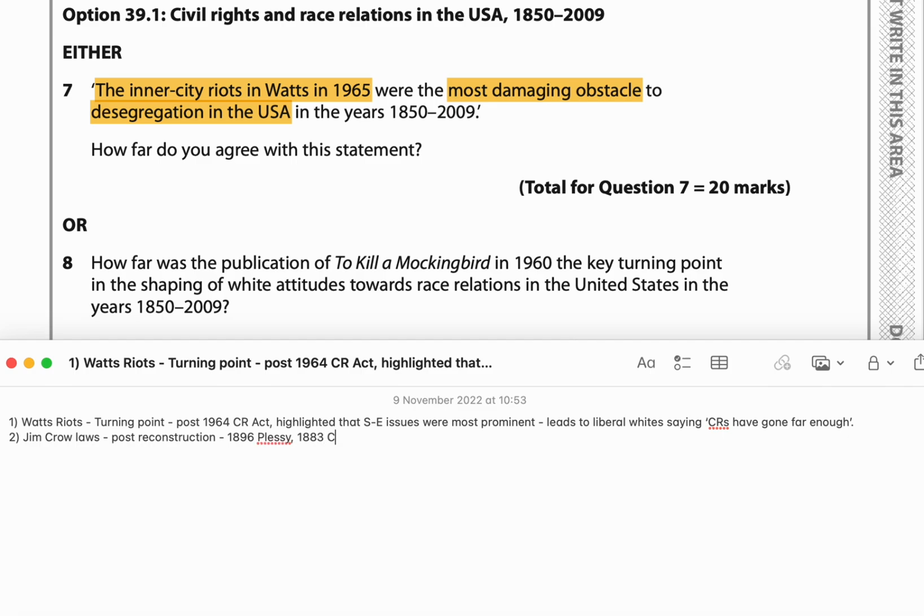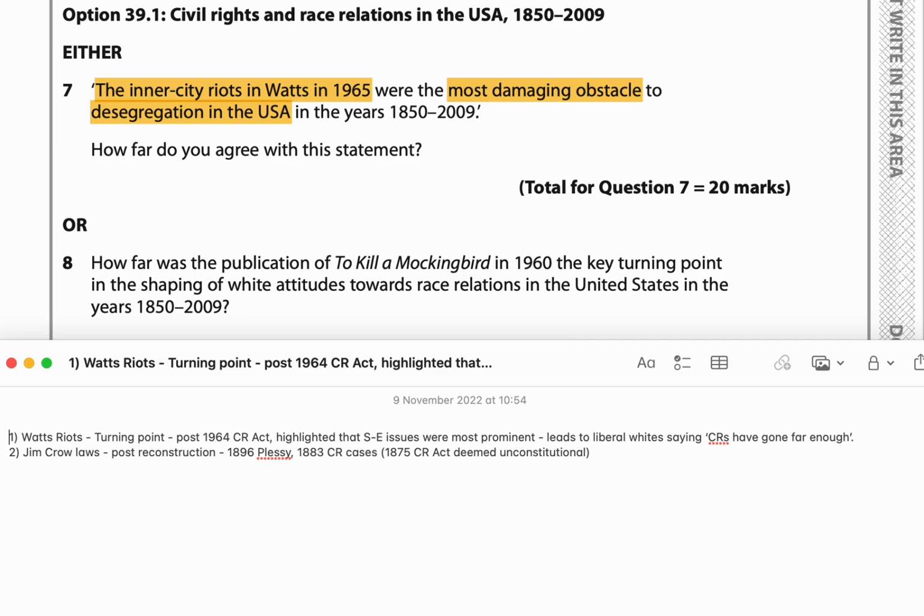The 1883 Civil Rights Cases declared that the 1875 Civil Rights Act was unconstitutional. So I would argue that the Supreme Court decisions which opened the door to Jim Crow were the most prominent obstacle throughout this period, because this paves the way and sets the precedent until 1964. Maybe you could talk about the 50s with the Brown decision, but it really does set a precedent.